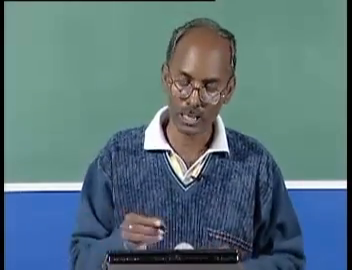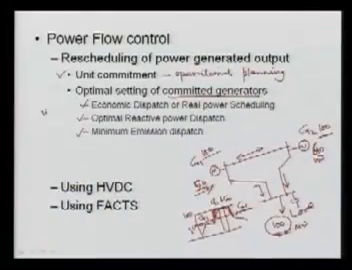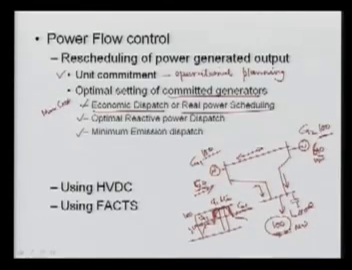If your objective is to minimize the cost, it is called the economic dispatch problem or real power scheduling. If your objective is to operate with the minimum emission level, then it is called minimum emission dispatch, where also we go for the setting of the real power outputs of the generators.